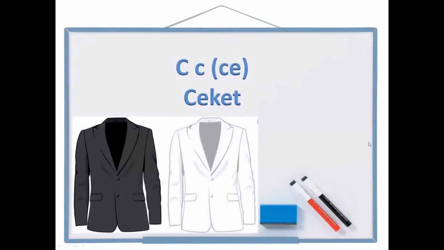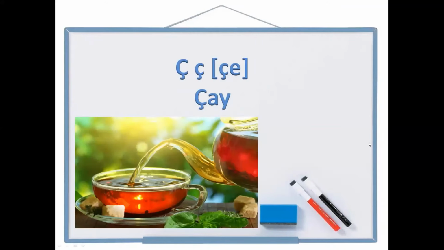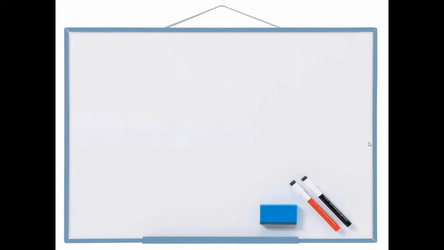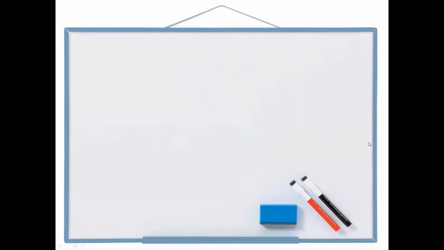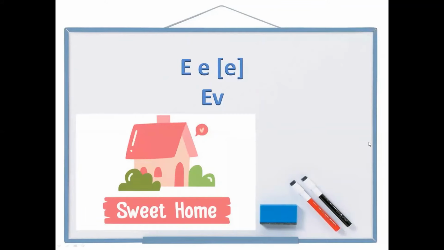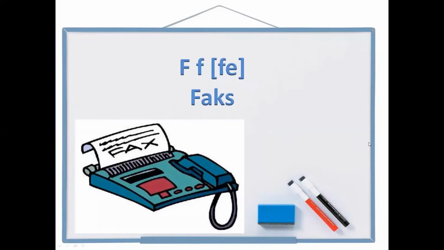And the next one is, remember, it is not C, it is C. Ceket. C. Ceket. And the next one is, with a tail, brother of C, Ç. Çay. Ç. Çay. And the next one is D. Doktor. D. Doktor. And the next one is, remember, it's not E, it is E. Ev. E. Ev.